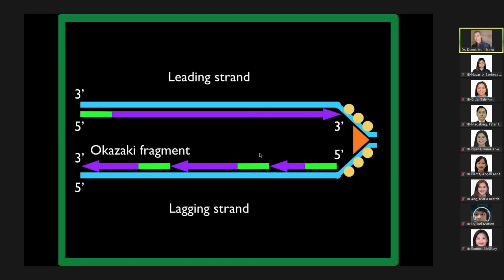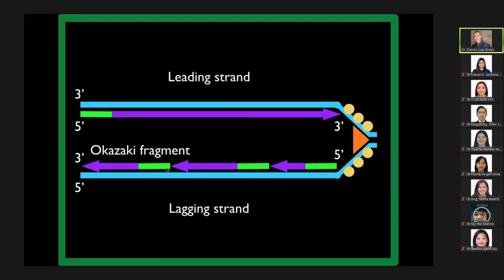The question is, what is the role then of DNA polymerase 1? Why did we mention it? Let's focus here on this Okazaki fragment primer. Is the primer RNA or DNA? RNA po. RNA. So eventually it has to be taken out and replaced with DNA. And that is the job of DNA polymerase 1.